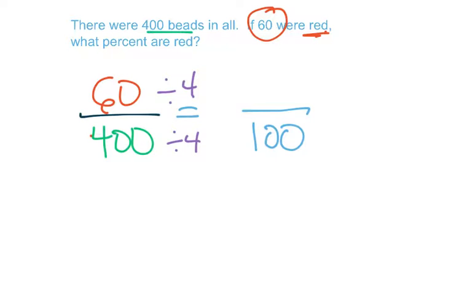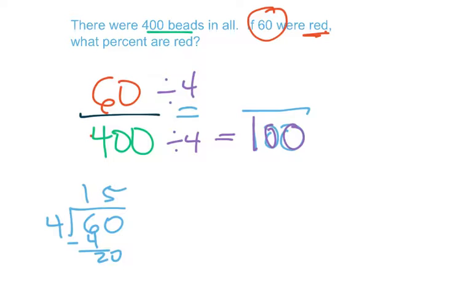And again, you might not know what 60 divided by 4 is. I already know it as a basic fact. But if you don't know it, guess what? You got the long division algorithm. So we know that 400 divided by 4 is 100. Well, what is 60 divided by 4? We'll set it up and figure it out, right? Because 4 into 6 goes 1. 6 minus 4 is 2. Bring down the 0. 4 into 20, 5 times. Boom, boom. 0 remainder. It must be 15.